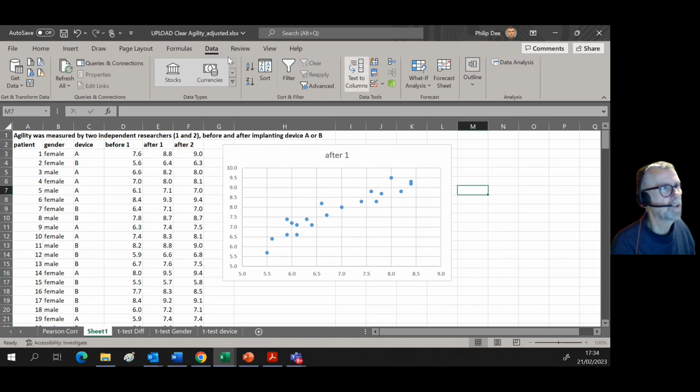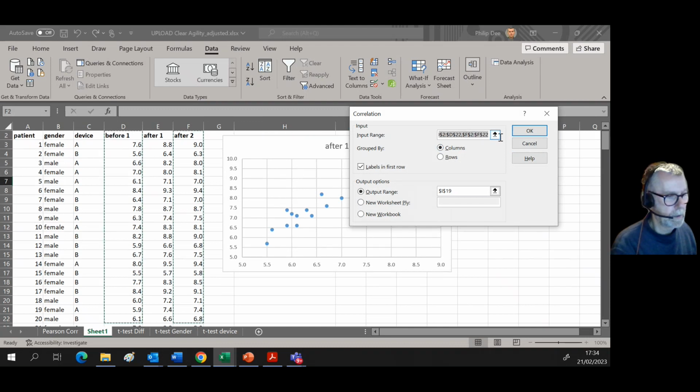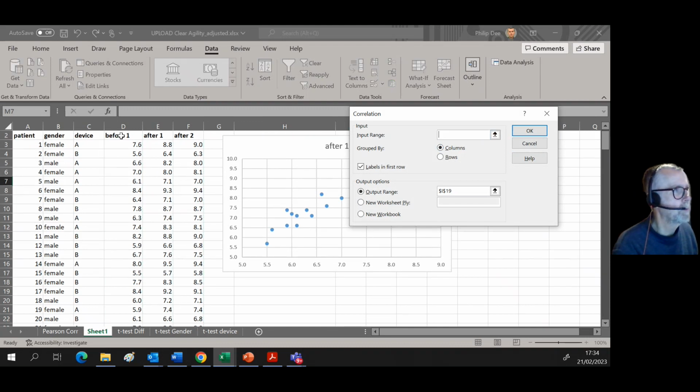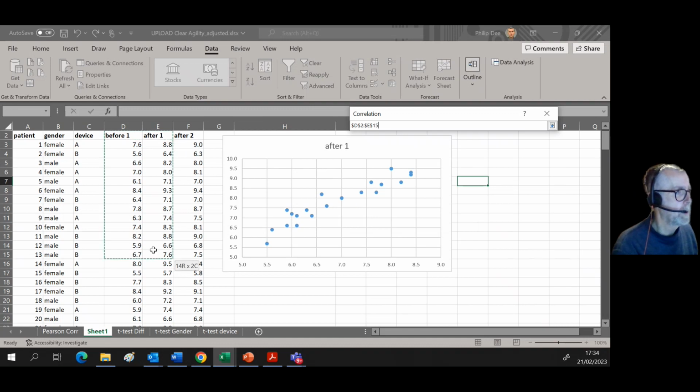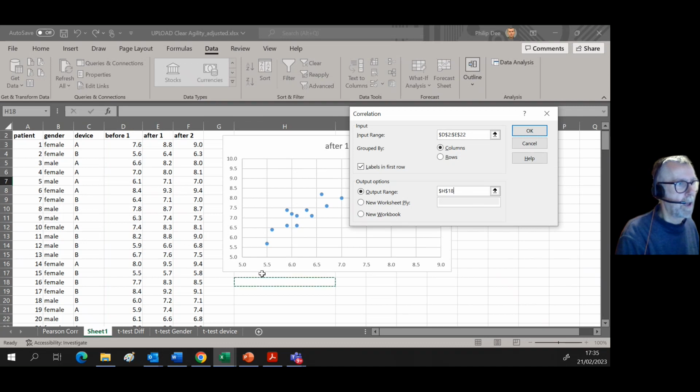So now let's go back to data analysis, select correlation, hit OK, and get rid of that particular line because we know now that's wrong. And now I want to do before one and after one. I'm including my top row, which is my variables. Obviously, when you do this, you'll do the whole of the data. I'm just doing the first 20 because I'm being lazy. I've got my labels in the first row ticked because there are indeed labels in the first row. My output, I'll just rub that out and make sure it goes somewhere sensible. So put it, say, there, click go, cross my fingers.